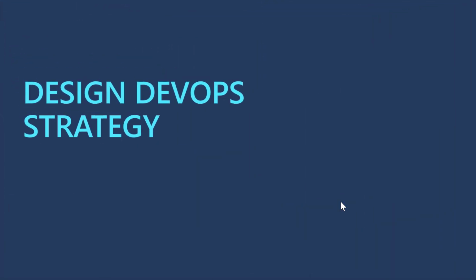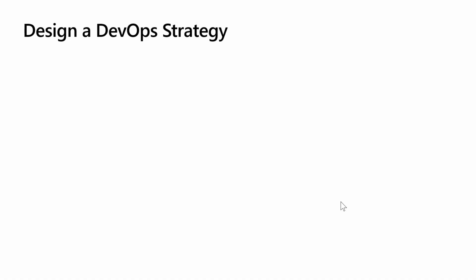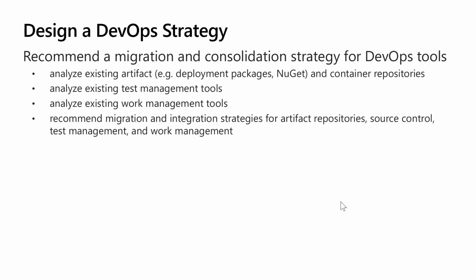So let's start with the first objective. We got 7 of them, so that's why in total we do have 7 different sections if you want to watch the full recording, starting with overall DevOps strategy. So what it means, one of the options or one of the experiences you need to have is recommending a migration and consolidation into DevOps tools.